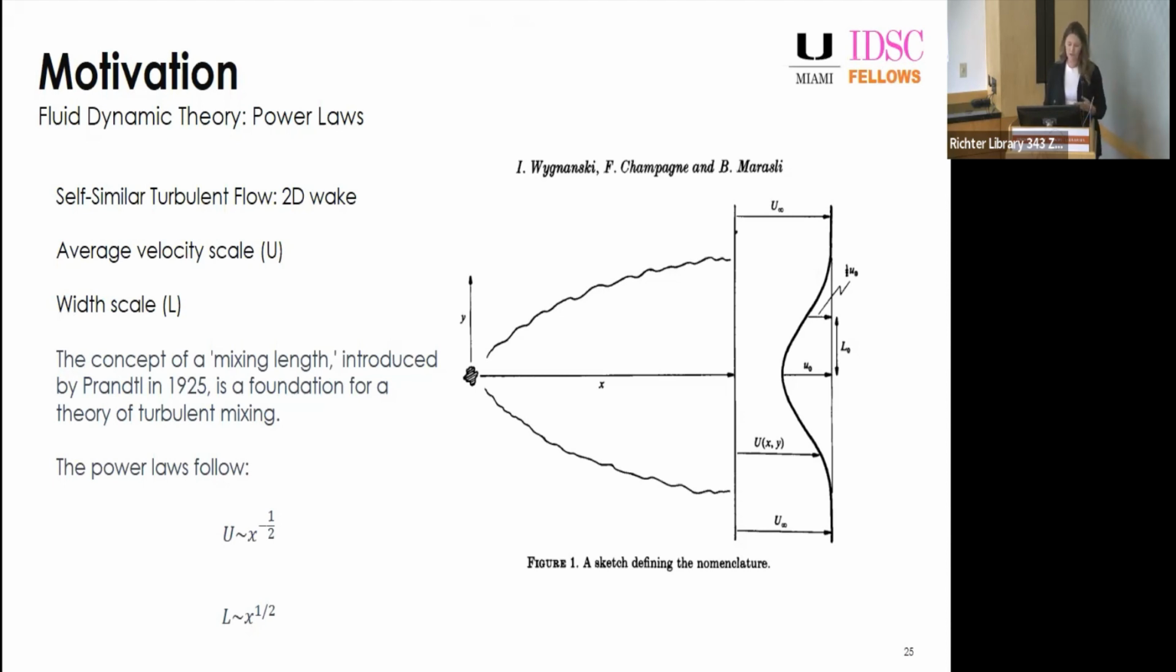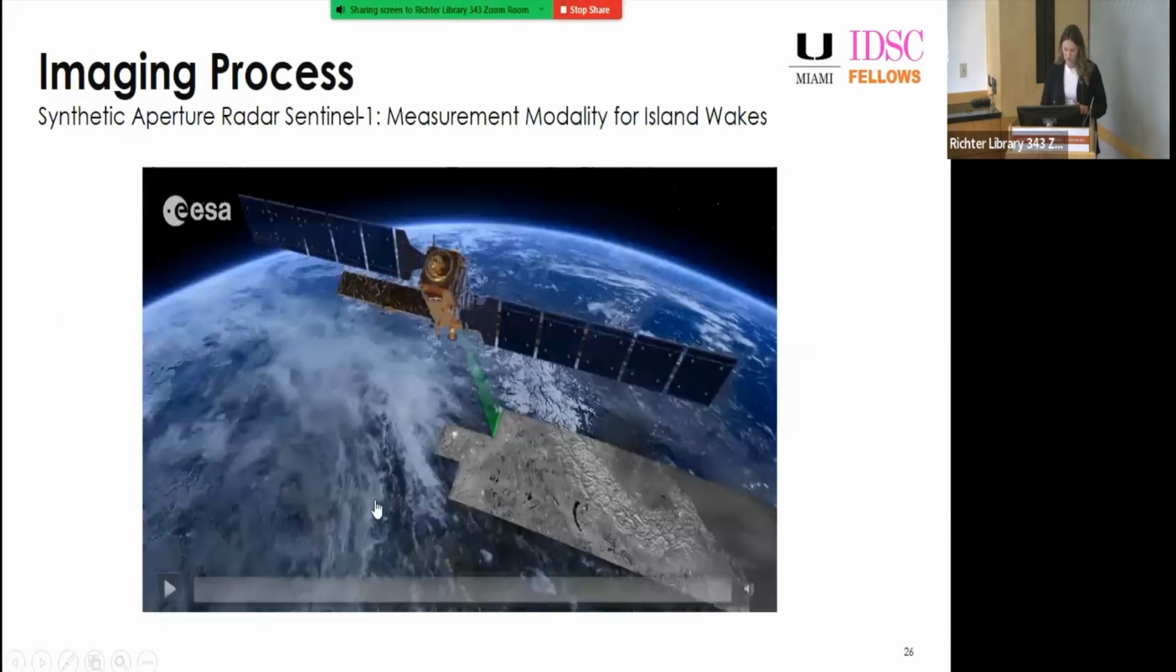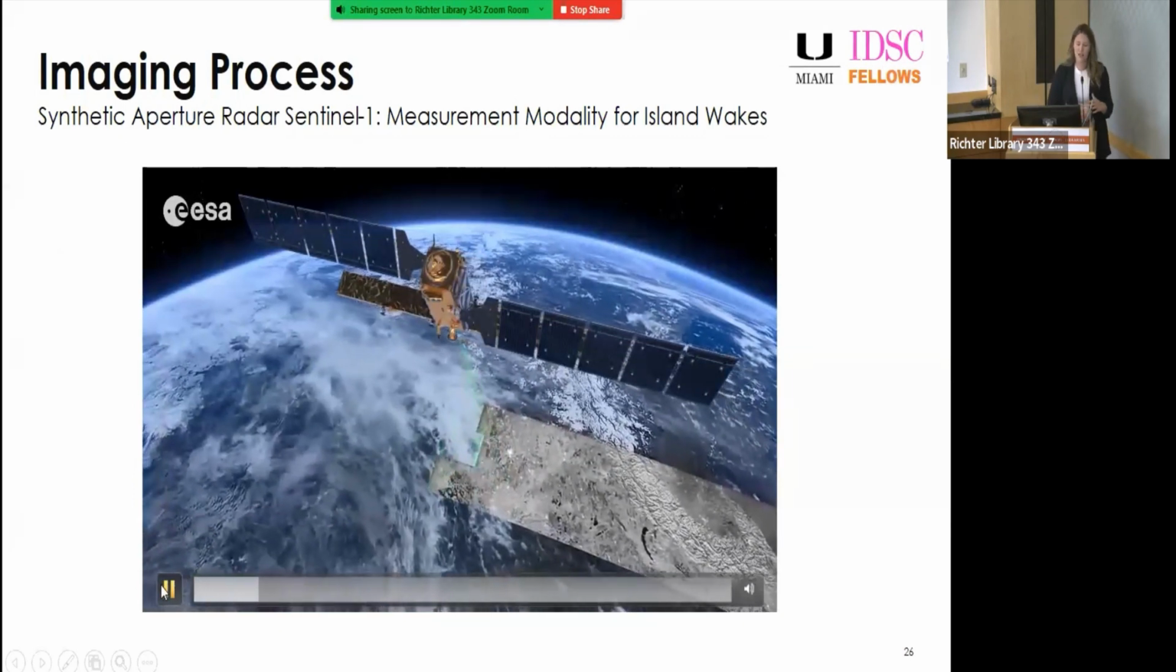So what I'm going to be doing is taking these power laws and allowing myself to parameterize the specifics about these island wakes that I see. So if this image, let's see if this plays really quick. Right now, what you're looking at is the image processing.